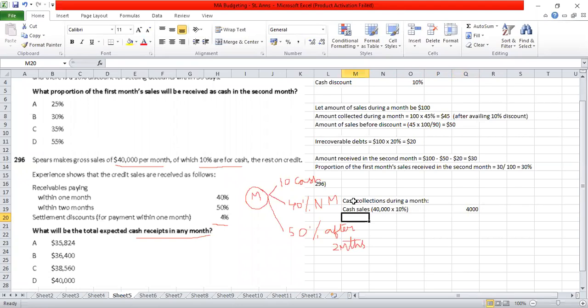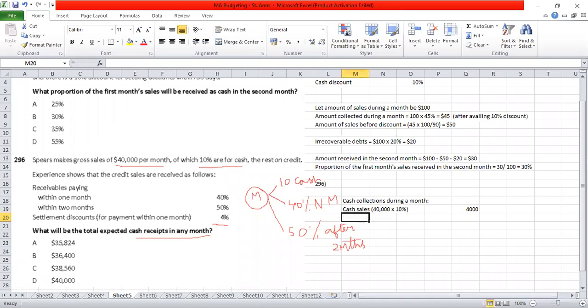Then let's deal with the credit sales. So credit sales are now spread in this particular fashion: 40 in the next month, 50 after 2 months. So when we are collecting, it goes the other way around. So anyone can help me? 40% of the previous month, 1 month before, no? So we have to look into 40% of the previous month. So if they are paying within 1 month, they can avail a discount of 4%. You understand that point? Yes, ma'am.